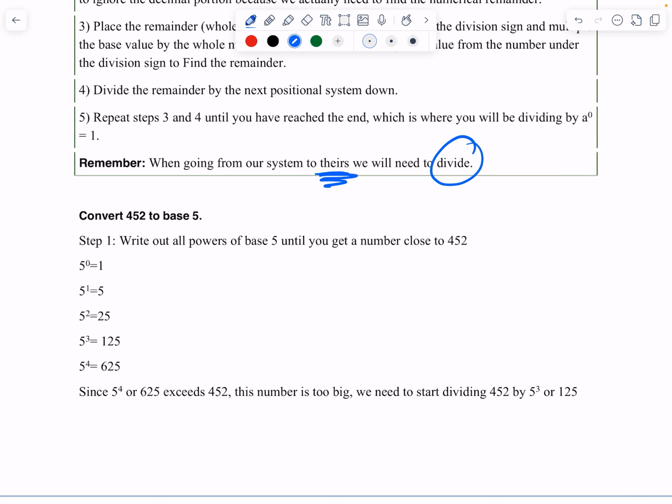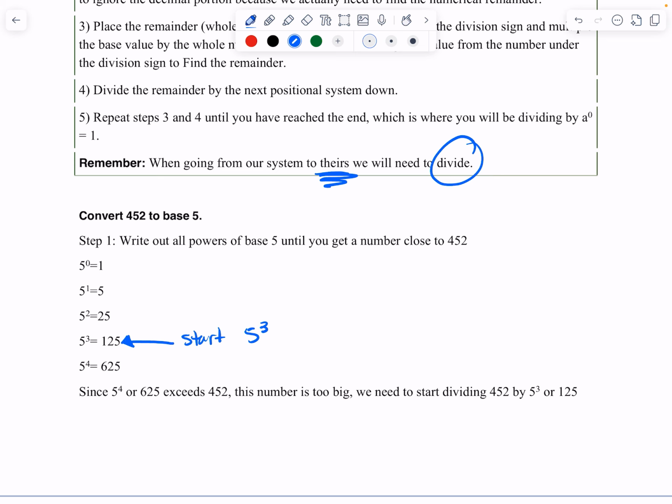Write out all powers of base 5 until you get a number closest to 452. The question reads, convert 452 to base 5. So I have 5 to the 0, I know that's 1. 5 to the first power is 5. 5 to the second power is 25. 5 to the third power is 125. 5 to the fourth is 625. Now I need the number that comes closest to 452 but does not exceed it. So that means I need to start at 5 to the third.